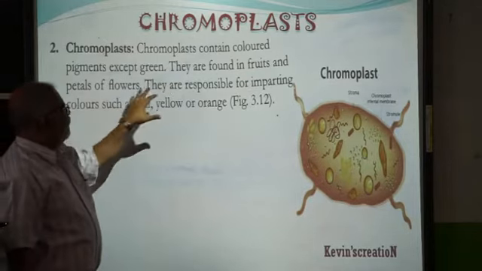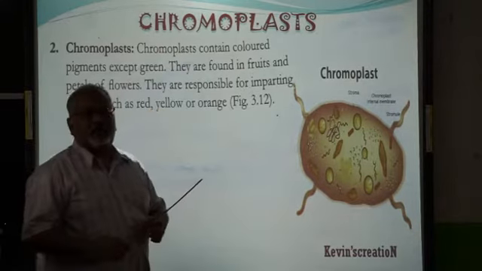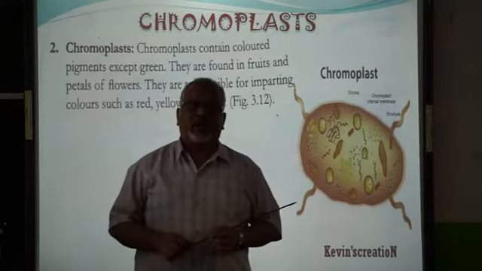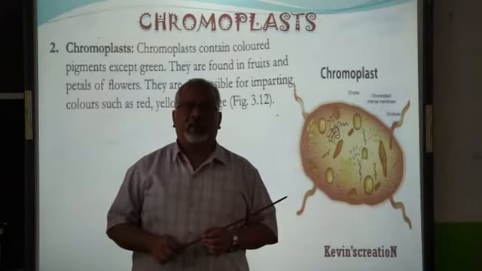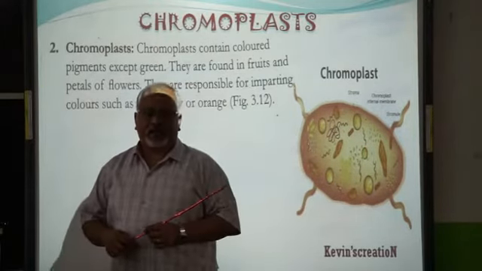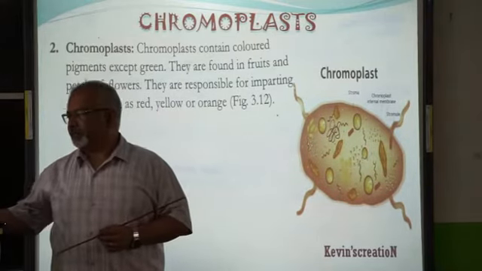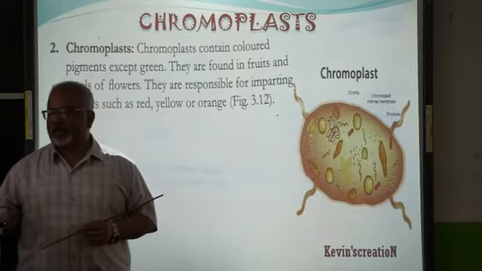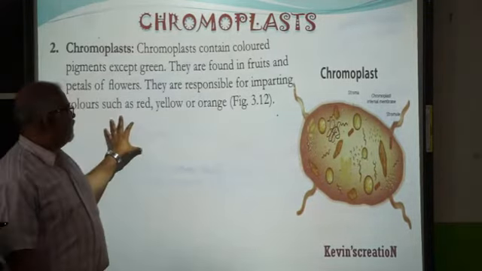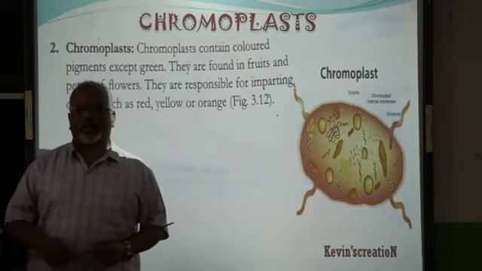They are found in fruits and petals of the flower. The fruits look colorful as well as the petals of the flowers. Different colors are there: red, orange, yellow. So these chromoplasts are responsible for imparting colors such as red, yellow and orange to flowers and fruits.